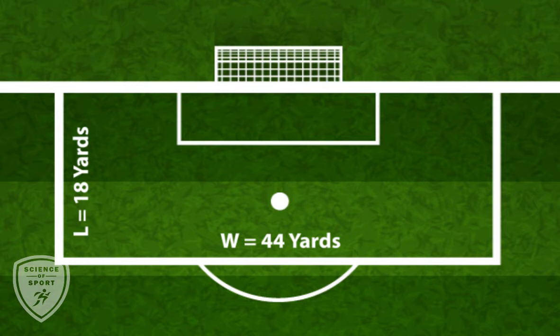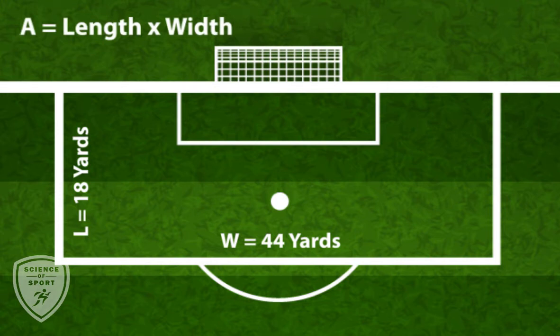Let's calculate the area of the penalty box. The area equation equals length times width. If you multiply 18 yards by 44 yards, that equals 792 yards, or 2,376 feet.